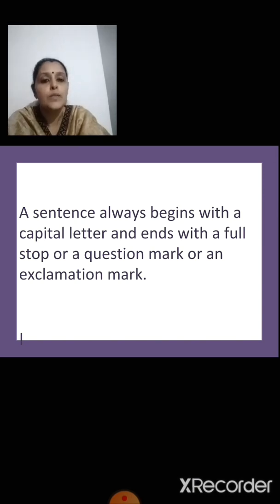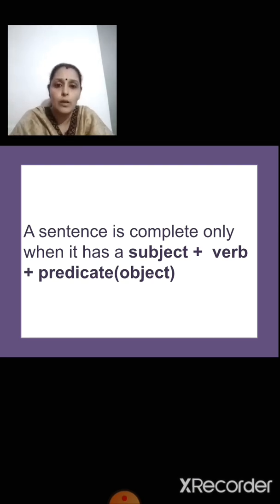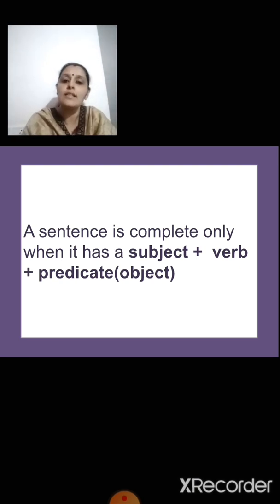Now a sentence has two parts, the subject and the predicate. A sentence is complete only when it has a subject, a verb and a predicate. Now, what is this subject and what is this predicate? Let us see this, okay?